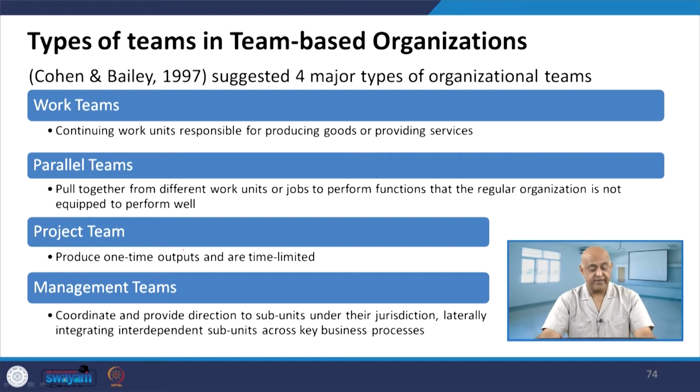Now here you see that work teams are a very common phenomenon. They are continuing work units, so this type of team has been found in most of the organizations. As far as parallel teams are concerned, they are drawn from different work units or jobs to perform functions that the regular organization is not equipped to perform well. Traditional organizations may not have this type of parallel team. Project teams work for a particular focus target for a period of time. Management teams work across the key business processes.